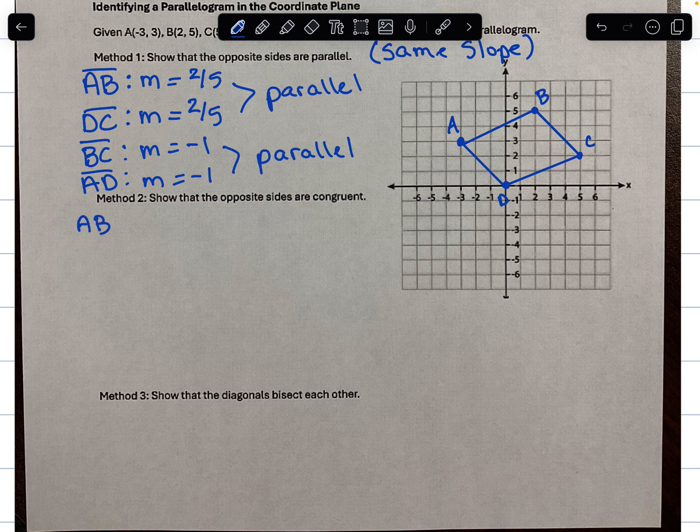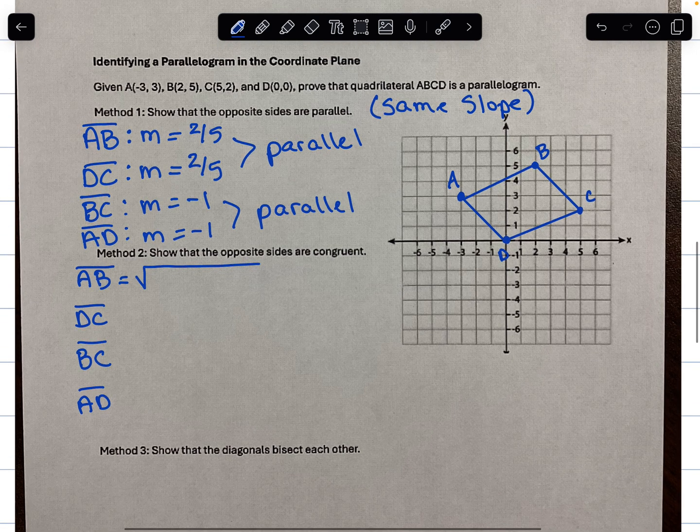So, same ones. We have AB, DC, BC, and AD. Now, it might be helpful, right? Like when I do AB, I'm using these 2 ordered pairs, okay? So I'm just going to subtract the values and square them, right?